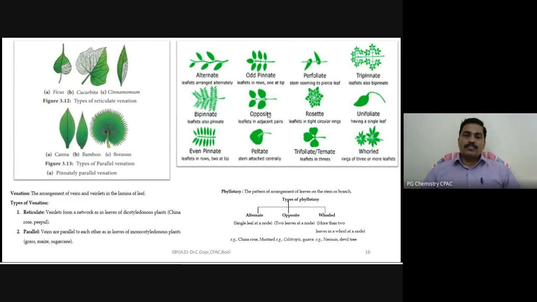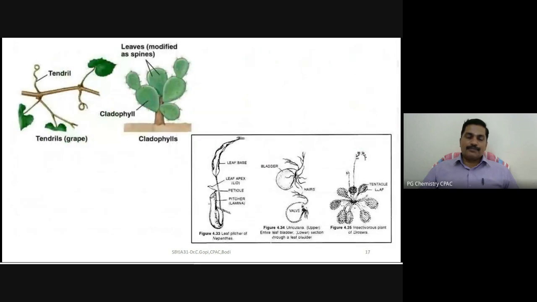Then opposite: one leaf opposite to another leaf, that is opposite. Bipinnate: if the leaflet ends with two leaflets, that is bipinnate. And if the leaflet ends with a single leaflet, that is imparipinnate. Peltate, trifoliate, and whorled. Whorled means the leaves surround the stem. So these are some examples.